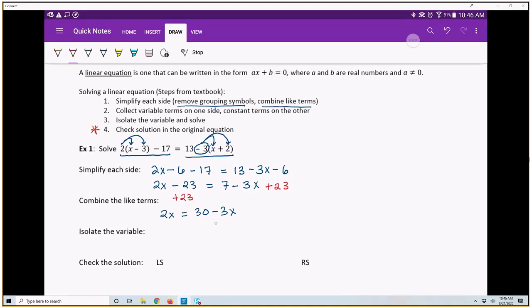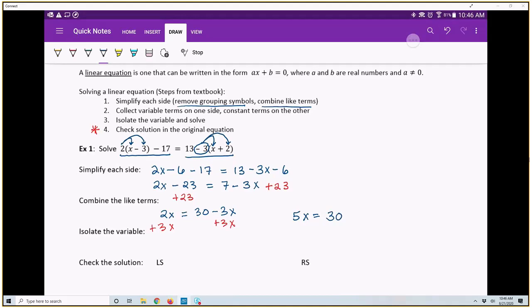So I know that I can add 3x, and that's going to cancel it from the right-hand side. That means I also need to add 3x on the left-hand side. So 2x plus 3x, these are like terms, so I can combine them. And I get 5x is equal to 30.